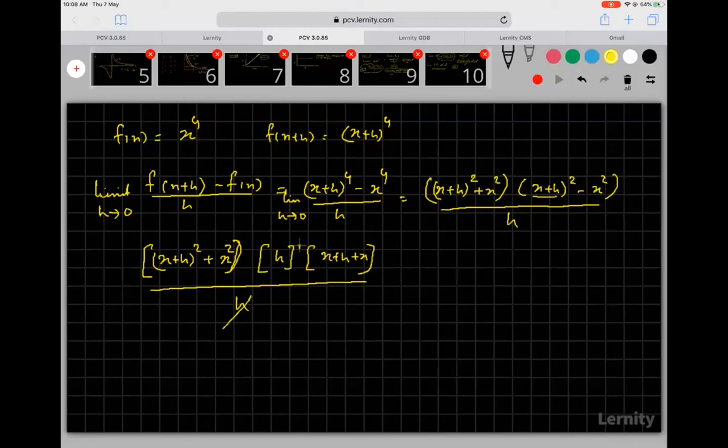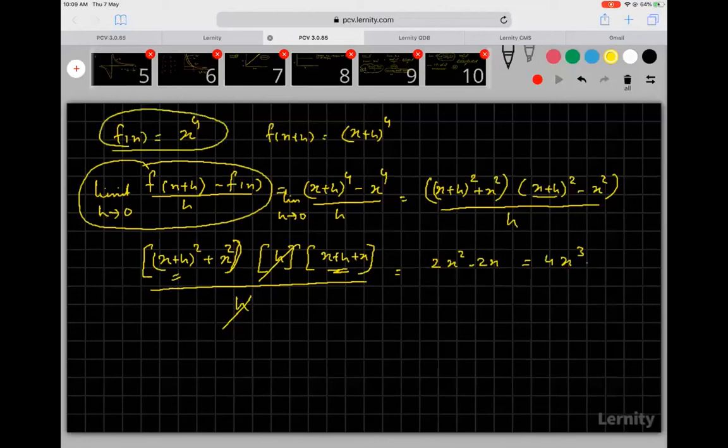Now this h and this h will get cancelled. Now h is very small. So I can write this as 2x square into 2x. That will make it 4x cubed. So if I perform this operation on this, I get 4x cubed.